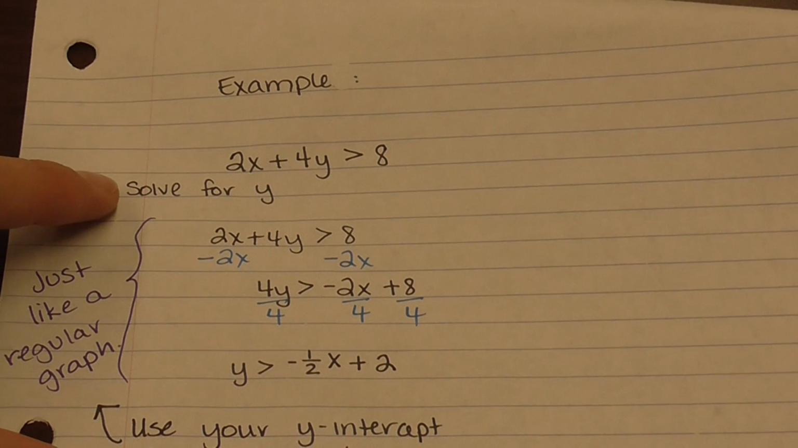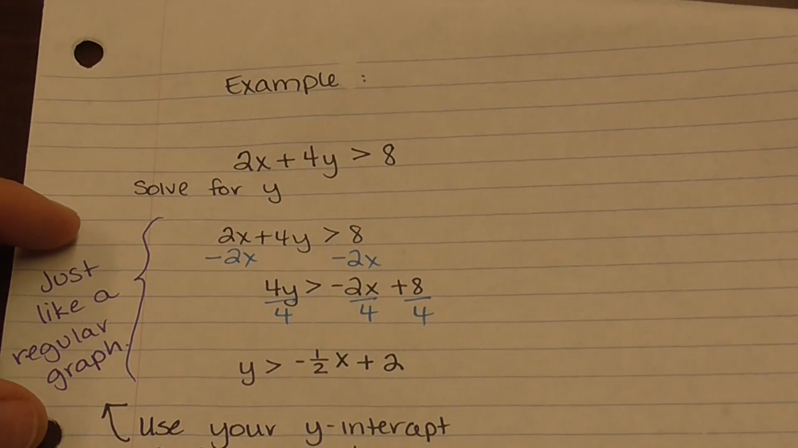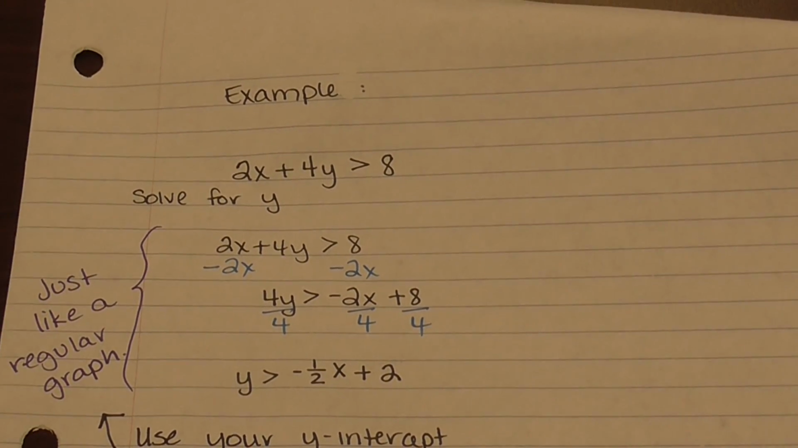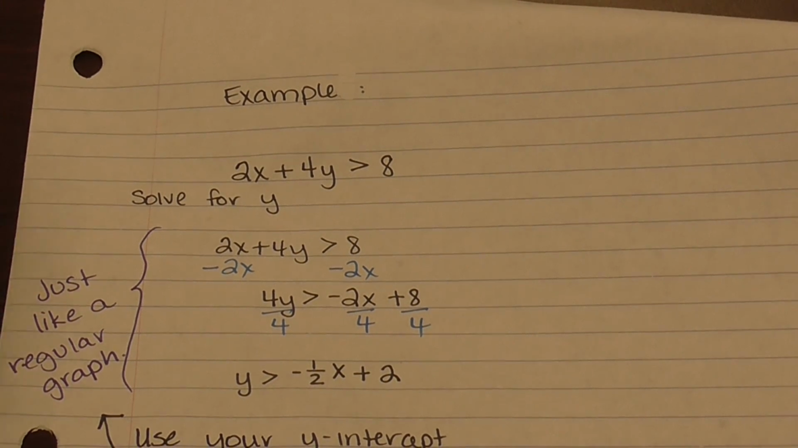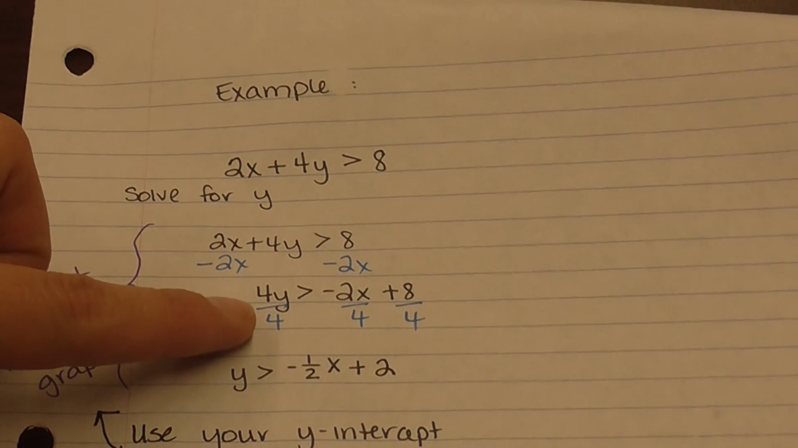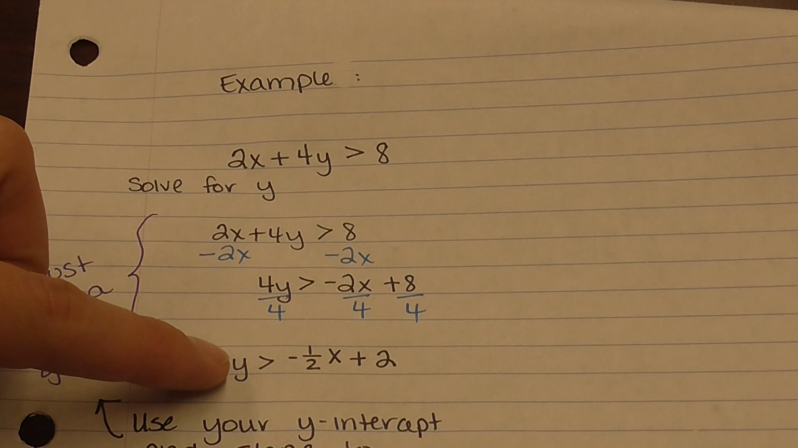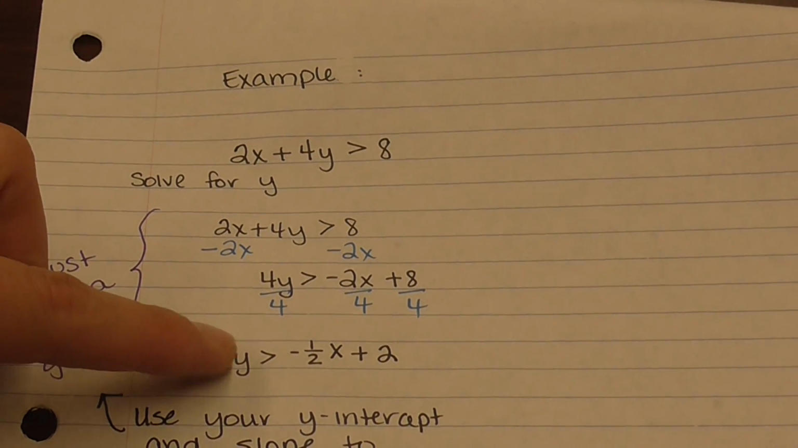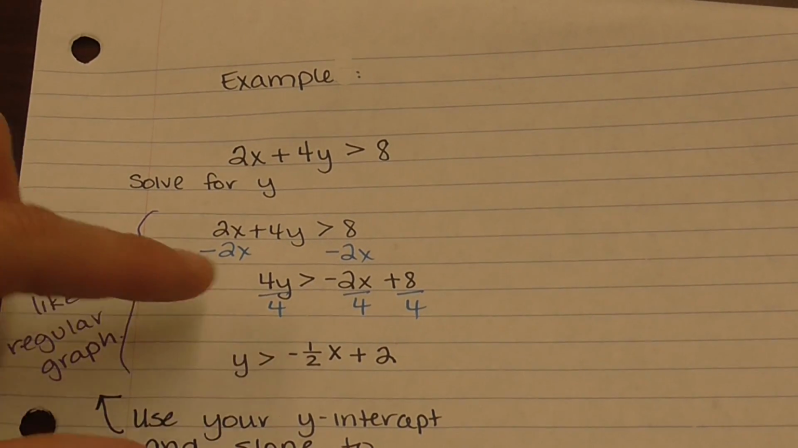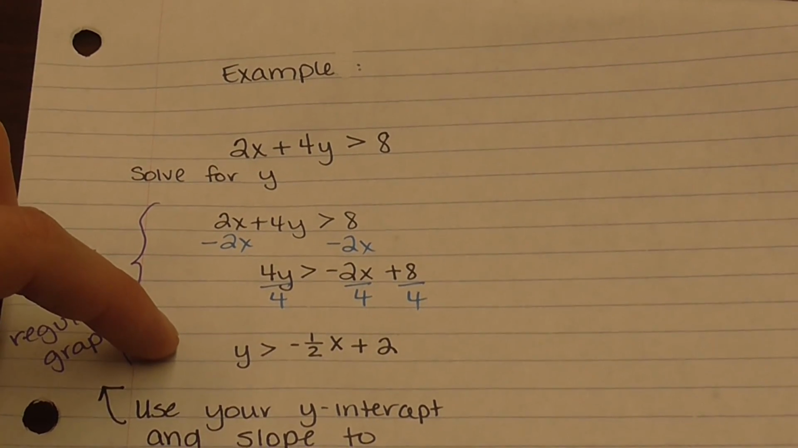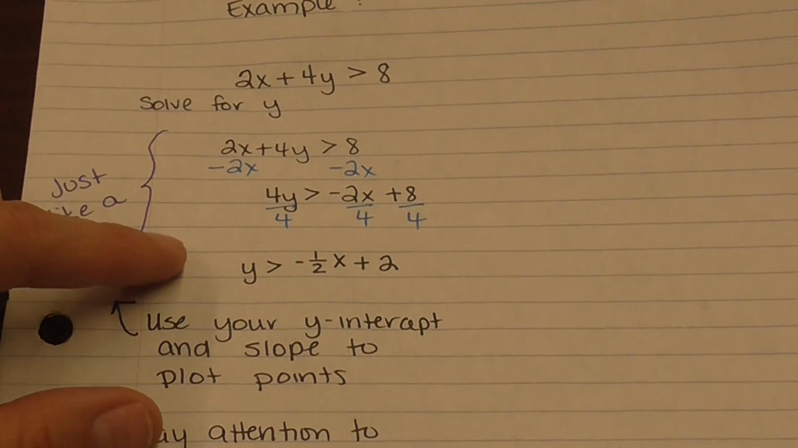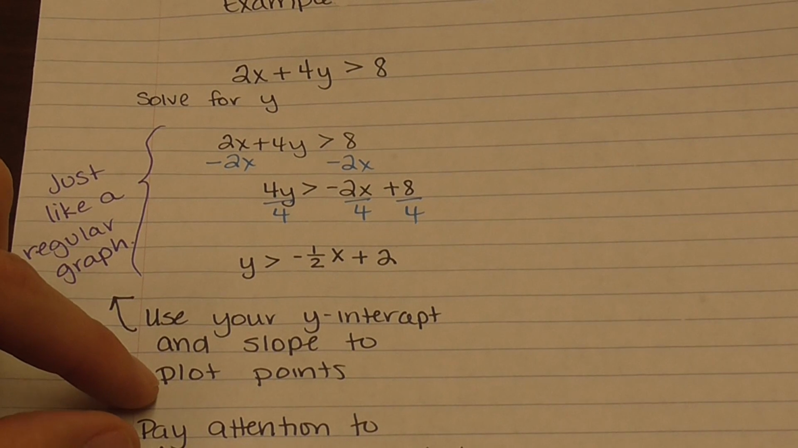The first thing we have to do is solve for y. So that's just like a regular graph. I'm going to subtract the 2x to the other side. I want to get the y all the way by itself, so I'll divide by 4. And I know that y is greater than, or excuse me, just greater than negative 1/2 x plus 2. So then I'm going to use the y-intercept and the slope to plot points.